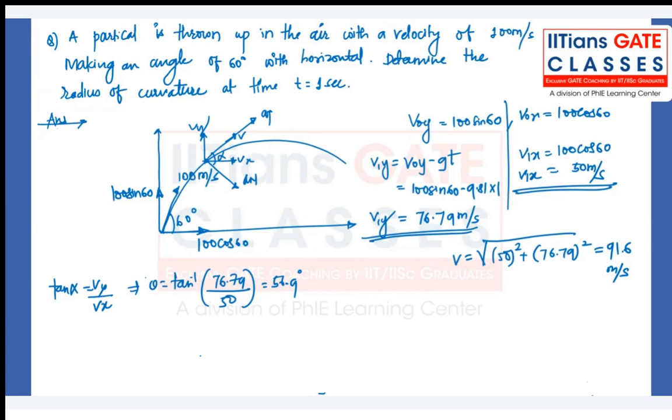Okay. So what is the value of An here? The normal component of the acceleration we know is V square by R, or you can say R omega square also, whichever you want. So from this, R can be written as V square by An. So you know the value of V. You should know the value of An in order to get the radius of curvature. How to find An? That is the main question.